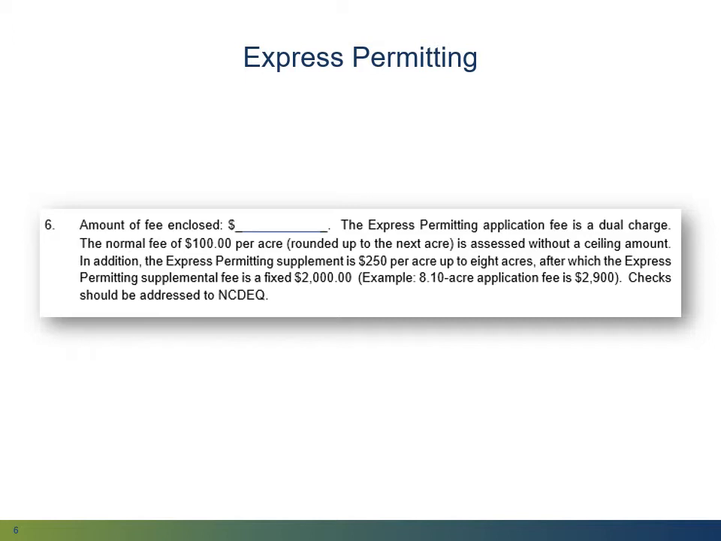So the example you see here below in the written instructions for 8.10 acres is to be paid for as 2 checks, one for $900 and another for $2,000 for a total of $2,900. Both amounts are calculated by rounding the acreage up to the nearest whole acre before applying the rate. If you are submitting a revised plan which will increase acreage, call your DEQ Land Resources Regional Office to confirm the fee. Checks should be made out to the NC DEQ.